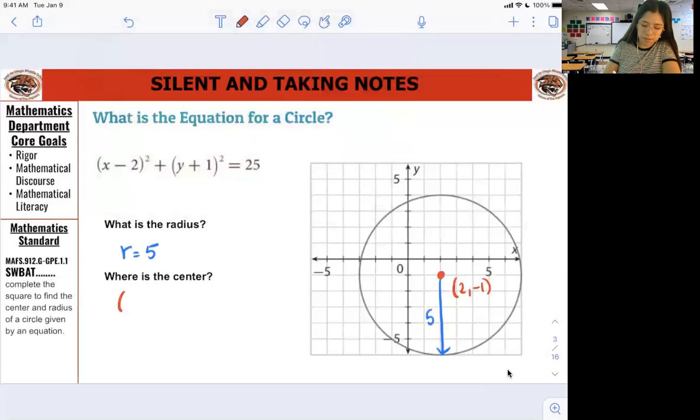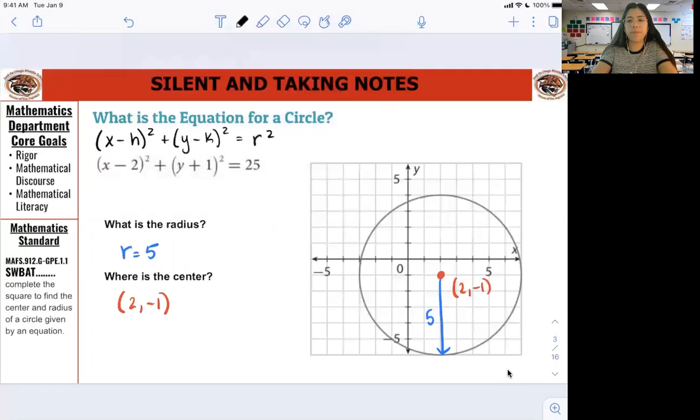The center 2 comma -1. But now let's look at the equation and see how we can figure the same exact information just from our equation. Remember that, let's write this in the standard form. So it's x minus h squared, y minus k squared, and then r squared. So the 25, what do you have to do to it to actually get the value of r? Yeah, we got to take the square root of it. Because according to this equation, r squared equals 25, so that means that r is 5.